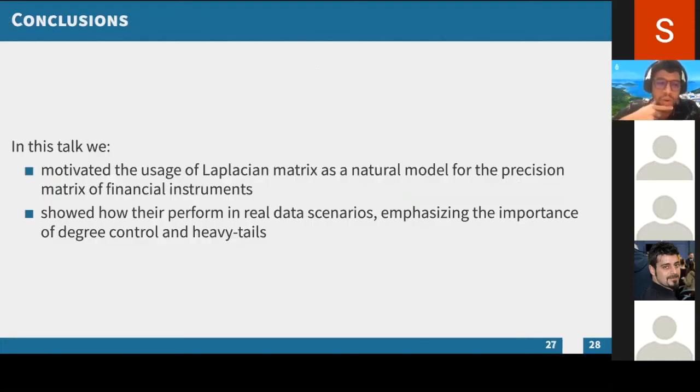So to wrap up, in this talk, hopefully I motivated and gave you reasons why the Laplacian matrix is a good model for the precision matrix of financial instruments. And I showed that the performance in real data scenarios is much better when you consider, for example, degree constraints and heavy tail assumptions. If you want to see more, there are a lot more results in the paper, so take a look at the arXiv paper.